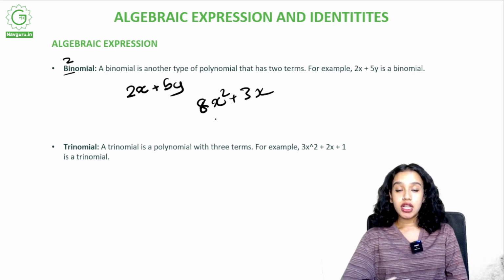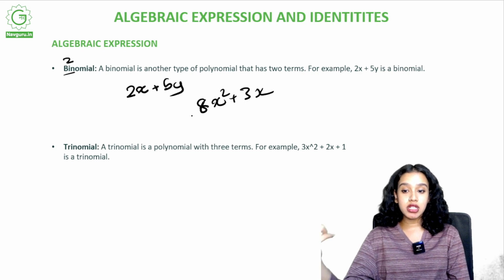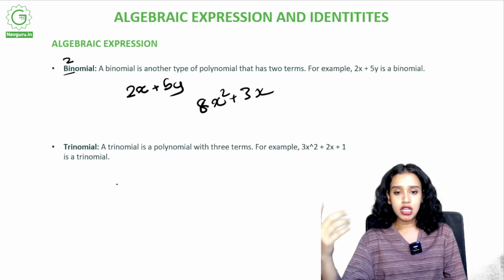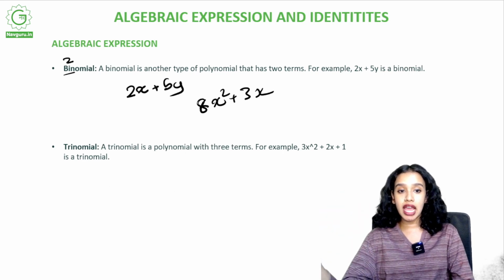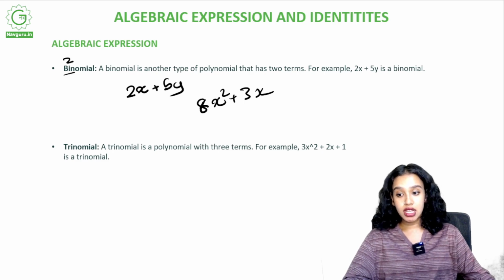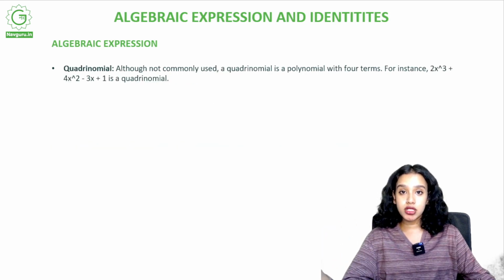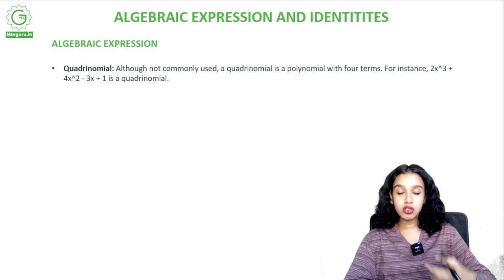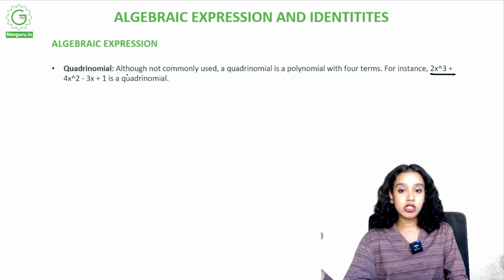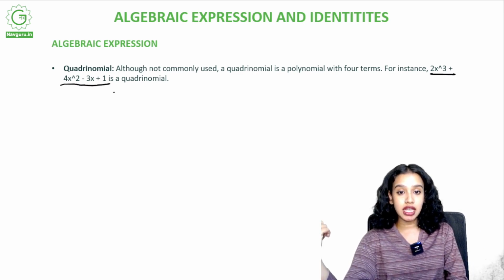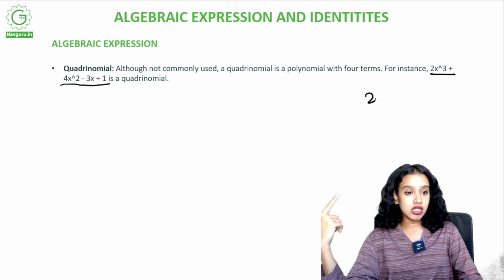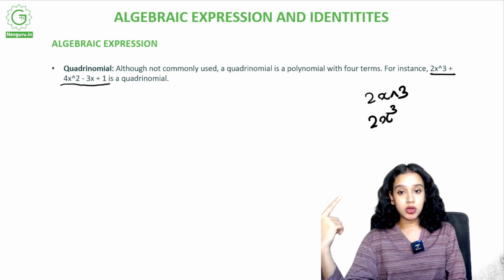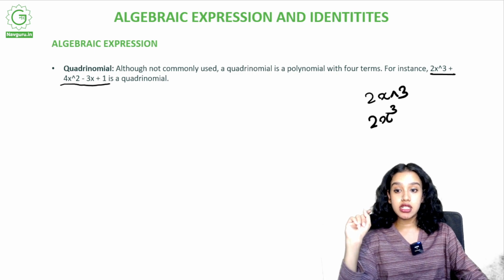I hope that's clear. Now let's move on to trinomial. A trinomial is a polynomial with three terms. For example, 3x square plus 2x plus 1 is a trinomial. If we add one more term to it, we get something called a quadrinomial. An example is 2x cube plus 4x square minus 3x plus 1. When we write it like this, it means 2x cube. This is a quadrinomial.